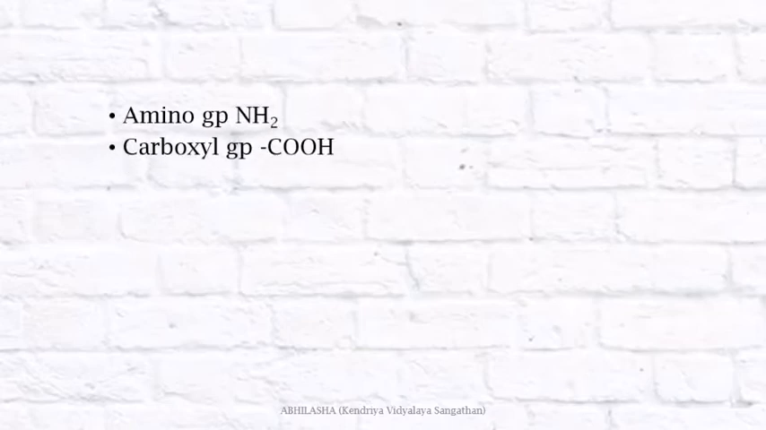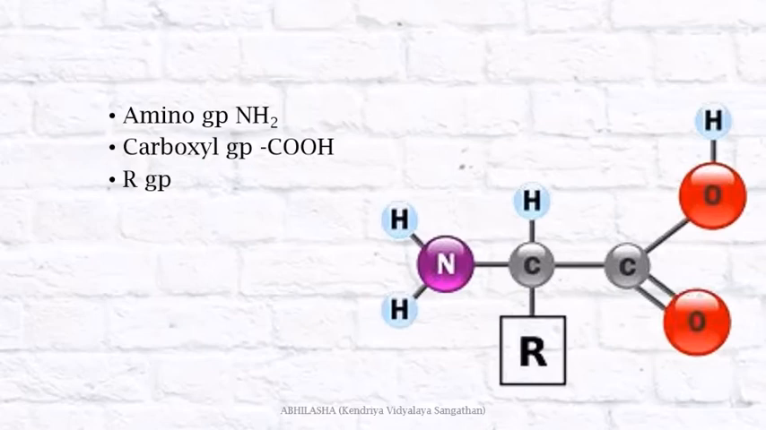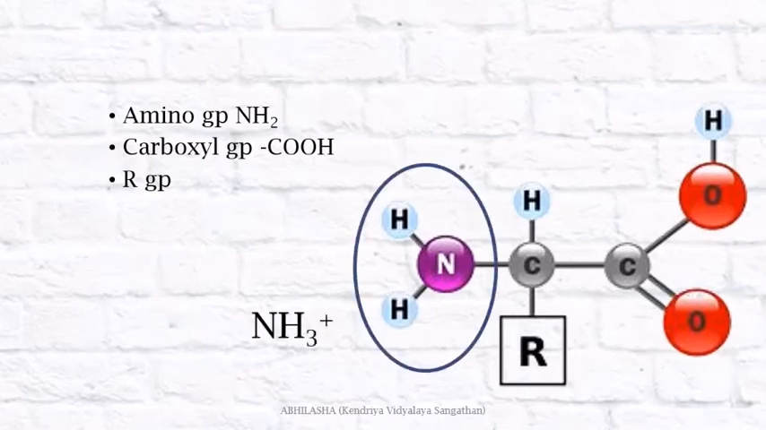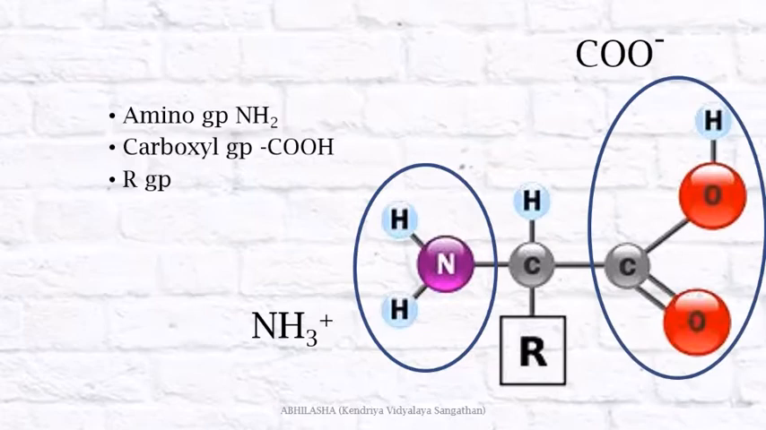The physical and chemical properties of amino acids are due to these 3 groups: the amino group, the carboxyl group, and the R functional group. Now the amino group may occur as NH3+, which is basic. COOH may occur as COO-, which is acidic. So the net result is neutral. The amino acid should always be neutral.